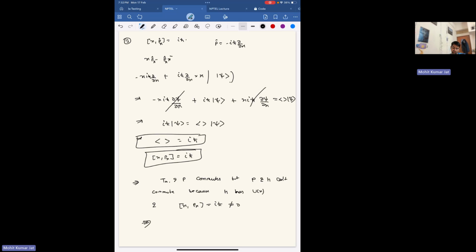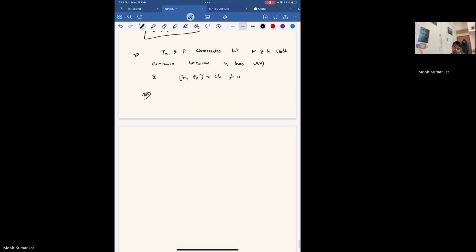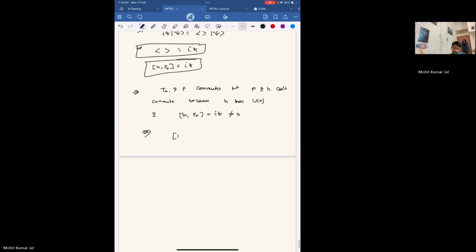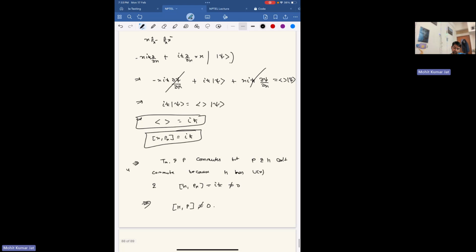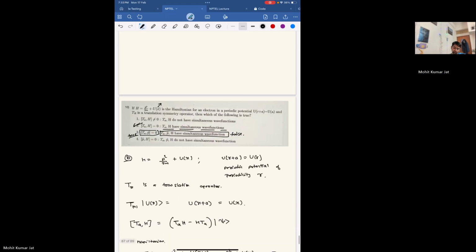This tells me that H and P will not commute, and that's what option number 4 is. Option 4 says that they commute, but they don't commute. And T_a, P, and H. So here, this part is true. This part is true. This part is true. But here, this part is false.